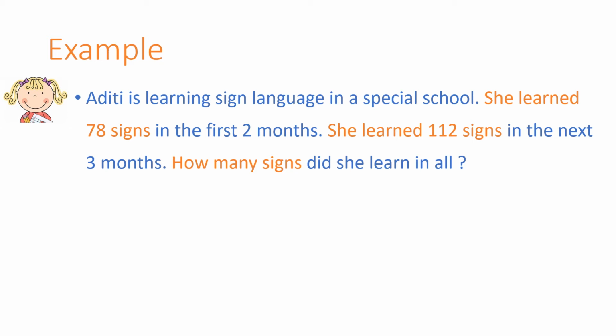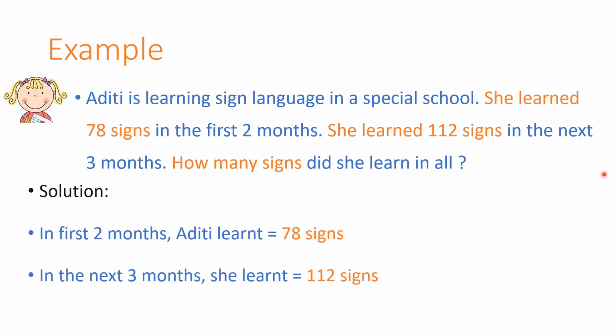Aditi is learning sign language in a special school. She learned 78 signs in the first 2 months. She learned 112 signs in the next 3 months. How many signs did she learn in all? This is the question, right? So how to find out the answer for this?